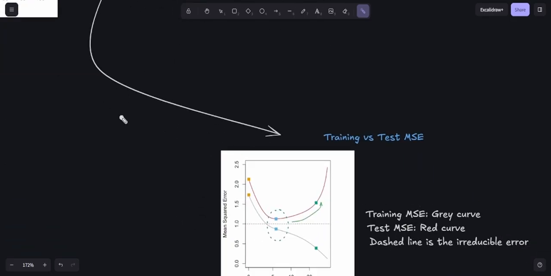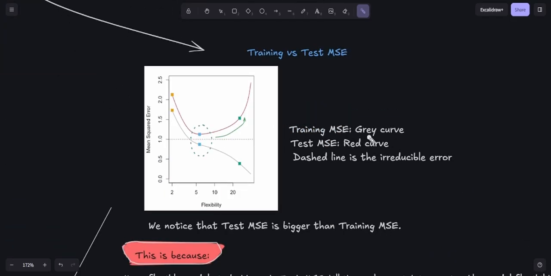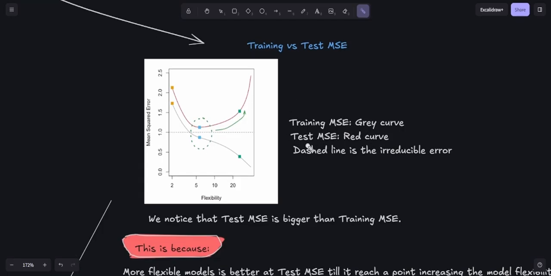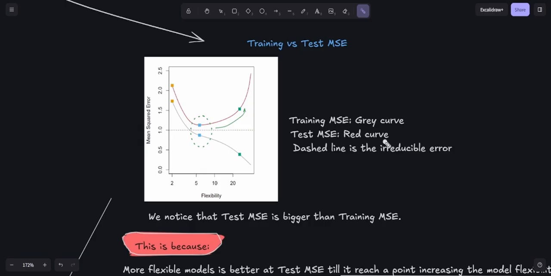Training versus test MSE. Training MSE is the gray curve, and the test MSE is the red curve. The dashed line is the irreducible error. Irreducible error is something that cannot be reduced. You can never have a perfect model without the irreducible error. We notice that the test MSE is bigger than the training MSE.